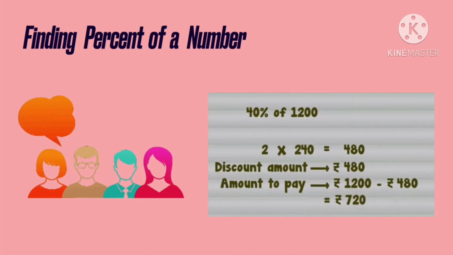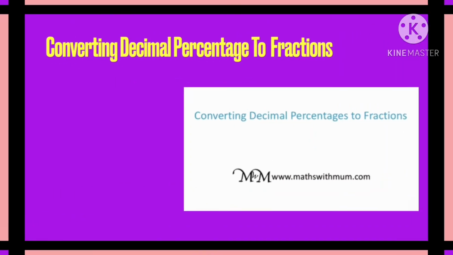Now the discount amount is 480 but we are not supposed to pay 1200 rupees, so we will subtract discount from the market price and the amount to pay is 1200 minus 480, which means we are to pay only 720 rupees for the headphones. And this sounds great.